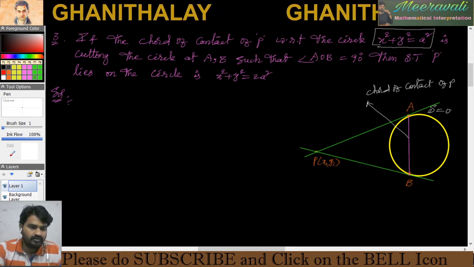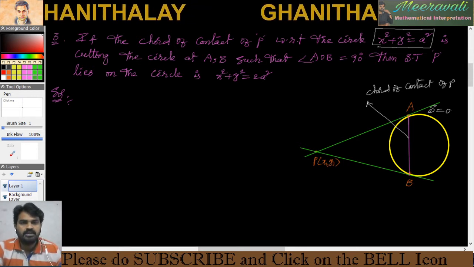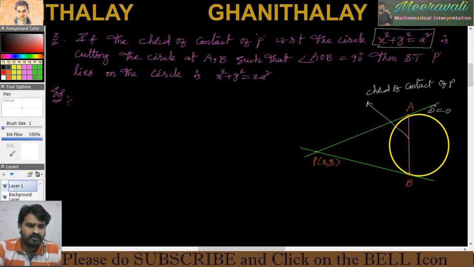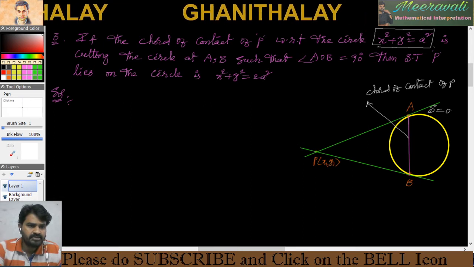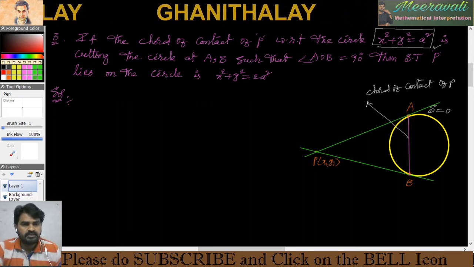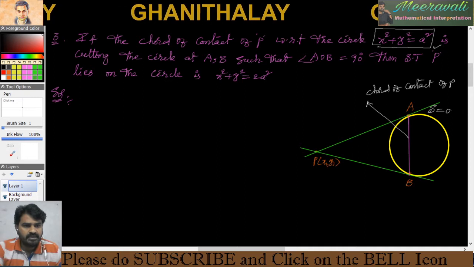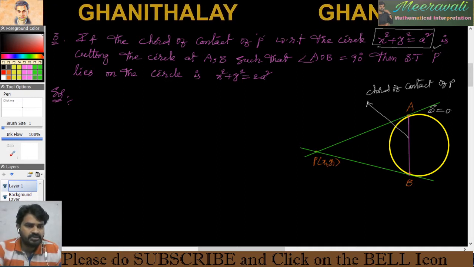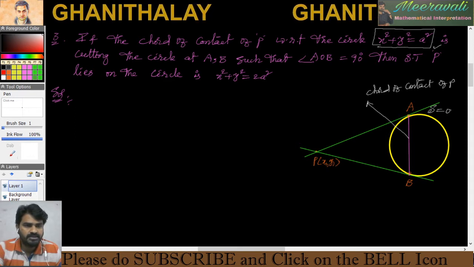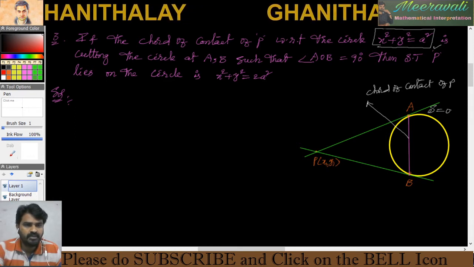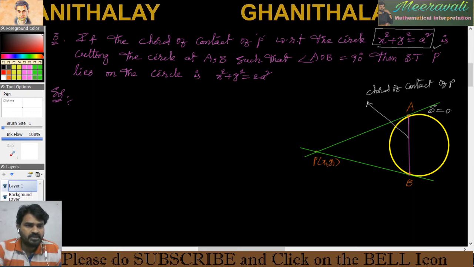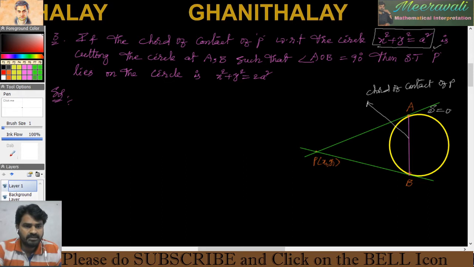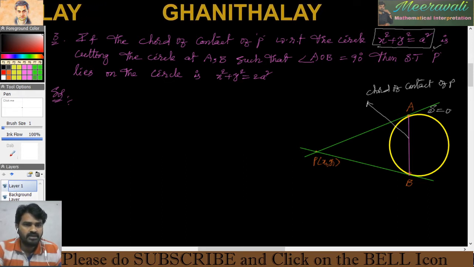So first we have to find the chord of contact of P. Now after that, what is the center of the given circle? x square plus y square is equal to a square. Look here, x square plus y square is equal to a square is a circle equation. If you observe, there is no x term and y term in this equation. Then this form is called the standard form. In the standard form, we take the center as the origin, that means 0, 0.